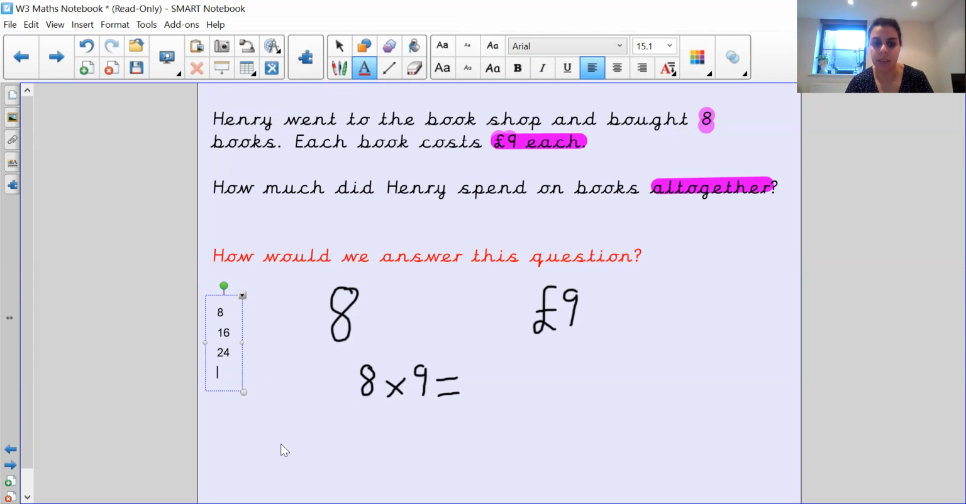So it's 8, 16, 24, 25, 26, 27, 28, 29, 30, 31, 32. Then I know my number bonds, so I know that 32 add 8 is going to be 40. Then I know that 40 add 8 is 48. 48 in my head, 49, 50, 51, 52, 53, 54, 55, 56. Let's see how many we've done so far. 1, 2, 3, 4, 5, 6, 7. Got 2 more to do because we've got to do it 9 times.